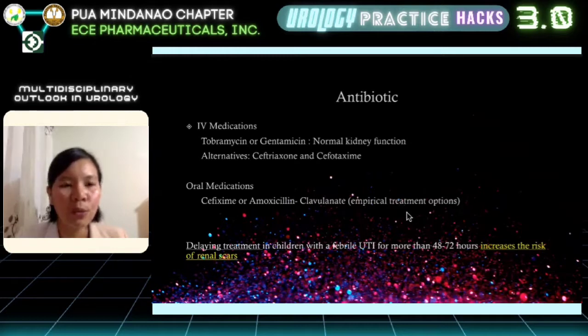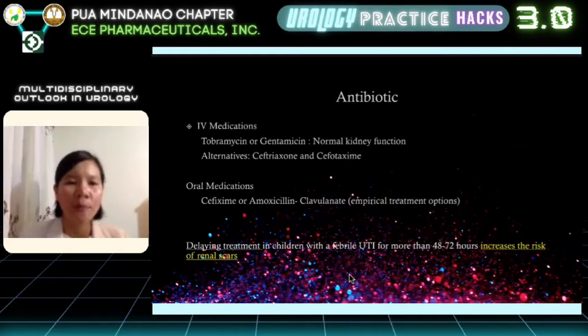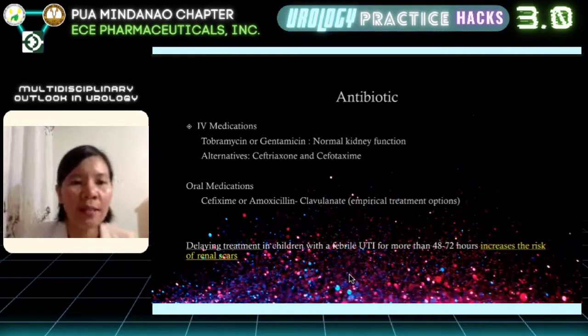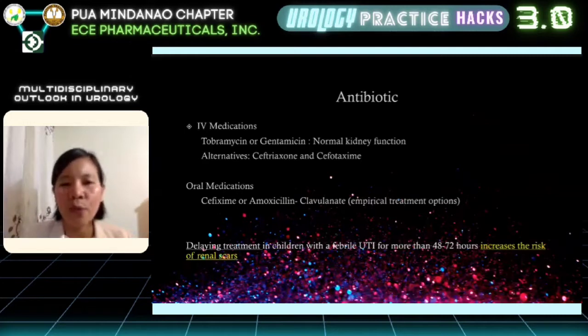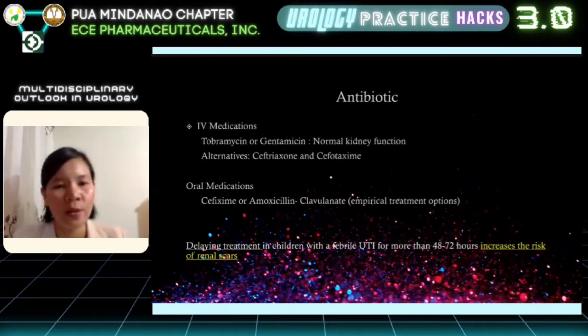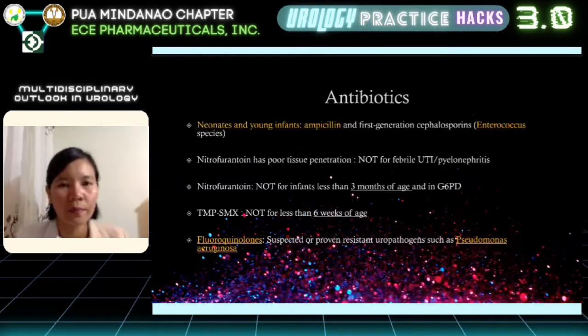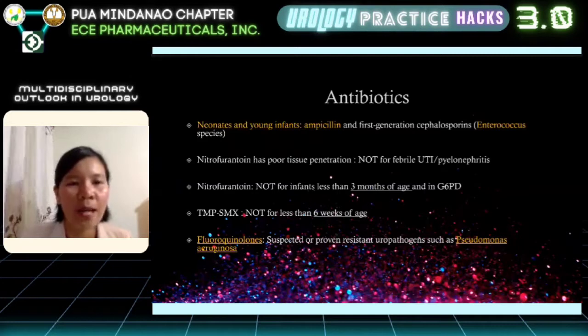It is important to note also that we really have to treat febrile UTI promptly, because any delay in the treatment of febrile UTI in children for more than 48 to 72 hours increases the risk of renal scars. Okay, so these are the antibiotics and when we can use them, and when it is not recommended to use them.